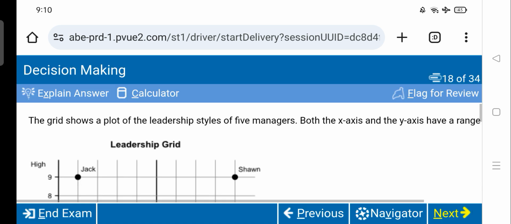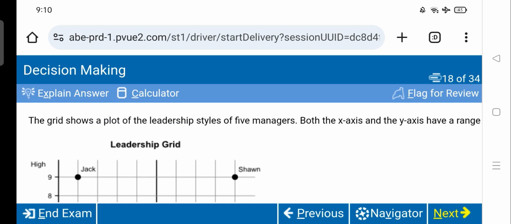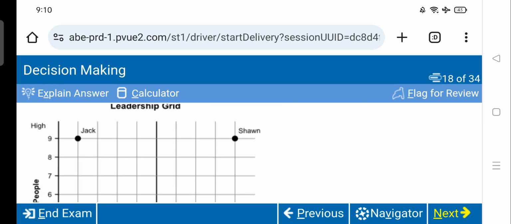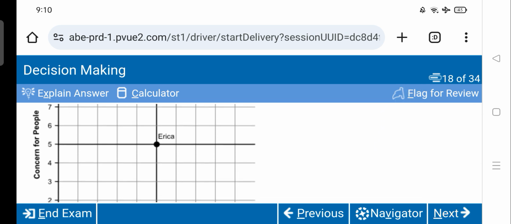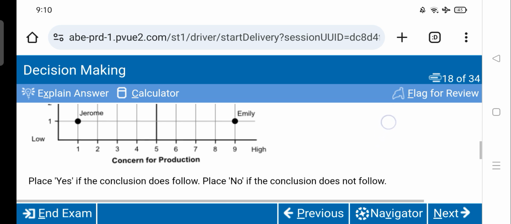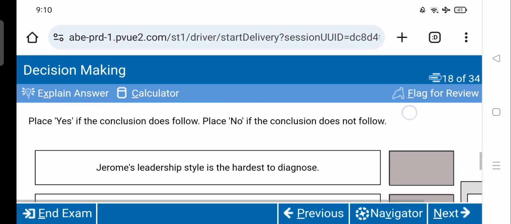The grid shows a plot of the leadership styles of 5 managers. Both the x-axis and the y-axis have a range of 0 to 9. So here we have the leadership grid, the concern for people and the concern for production. Place yes if the conclusion does follow, and place no if the conclusion does not follow.